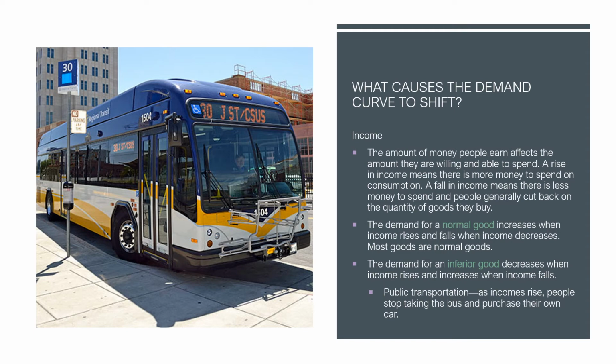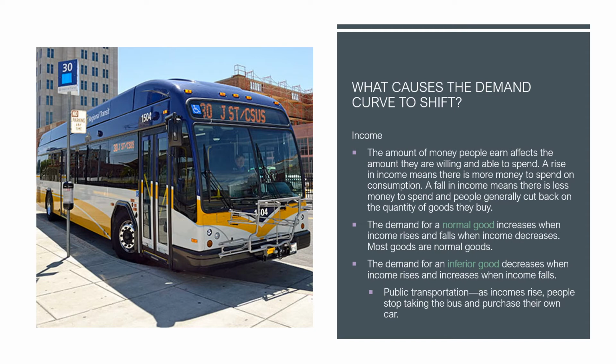Income. The amount of money people earn affects the amount they are willing and able to spend. A rise in income means there is more money to spend on consumption. A fall in income generally causes people to cut back on the quantity of goods they buy. What would happen to your purchases of clothing if your income fell because you lost your after-school job? Chances are they would fall.